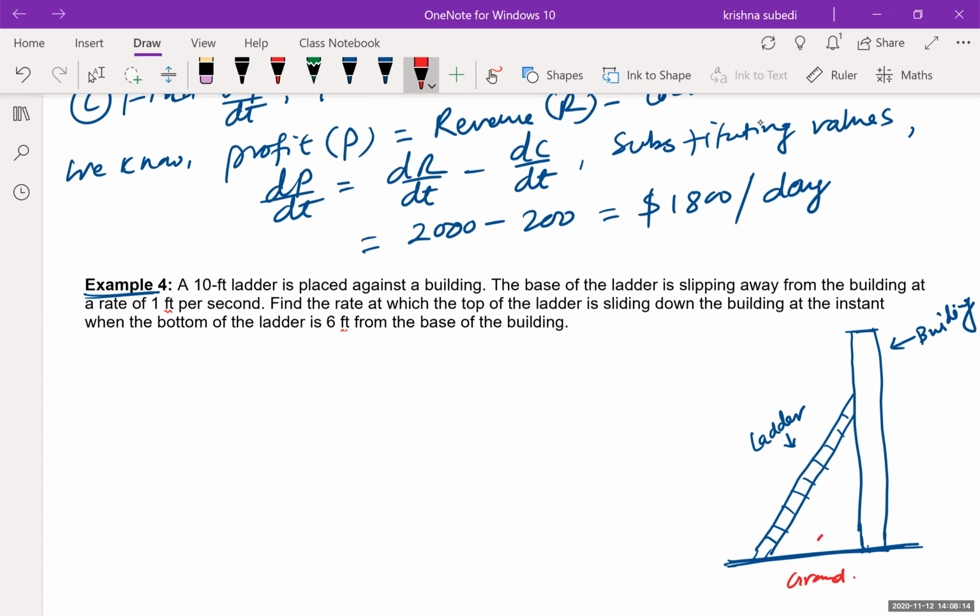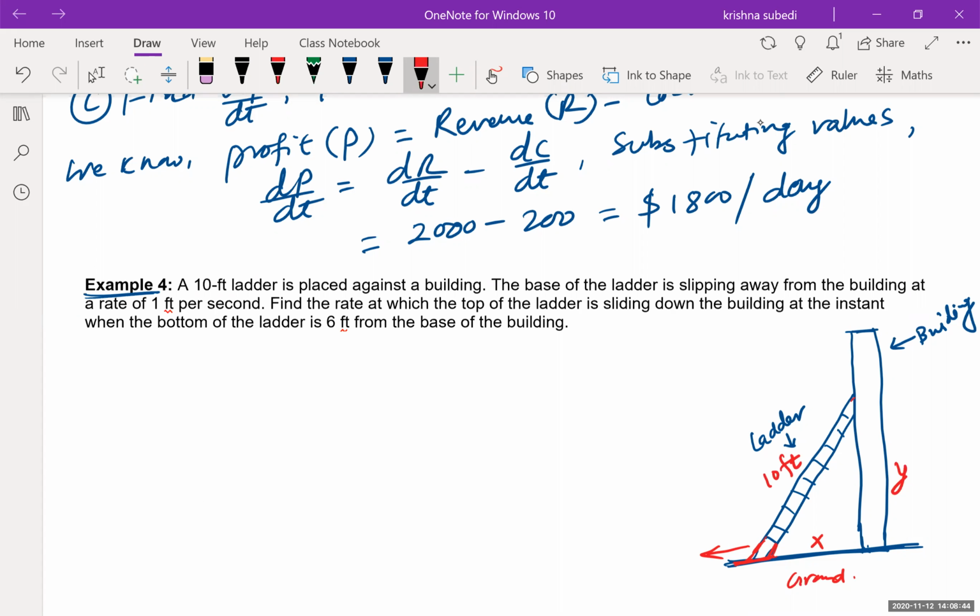Let us suppose that this is our x, this is our y, and they are variable because for some reason, maybe this ground right here is slippery and the ladder is slipping away. Okay, so the ladder is actually slipping away in that direction. But the length of the ladder is fixed. It is 10 feet. That is fixed.